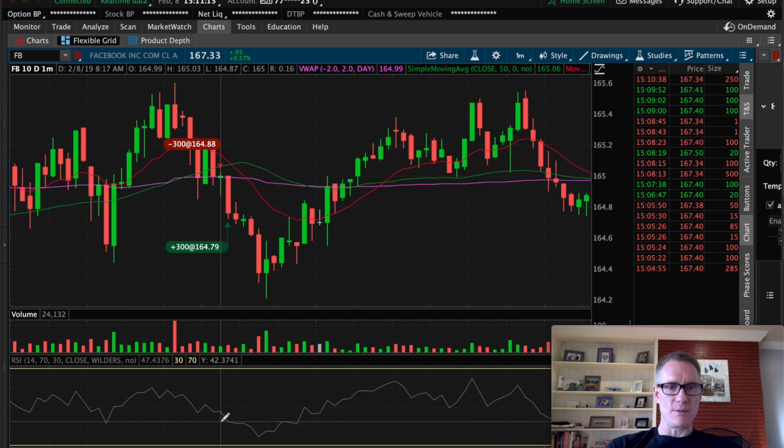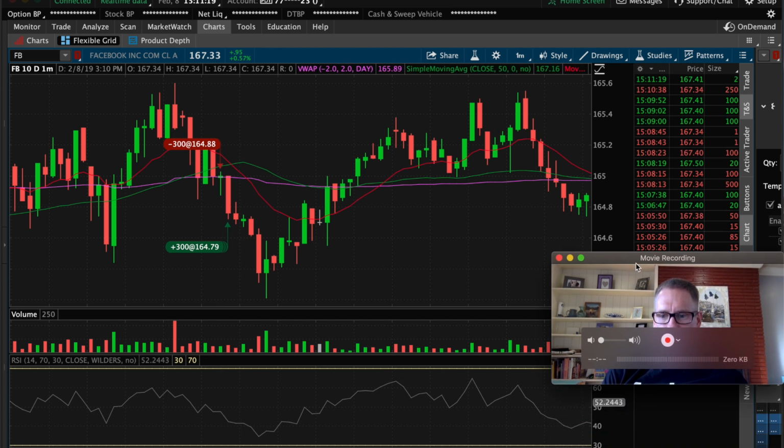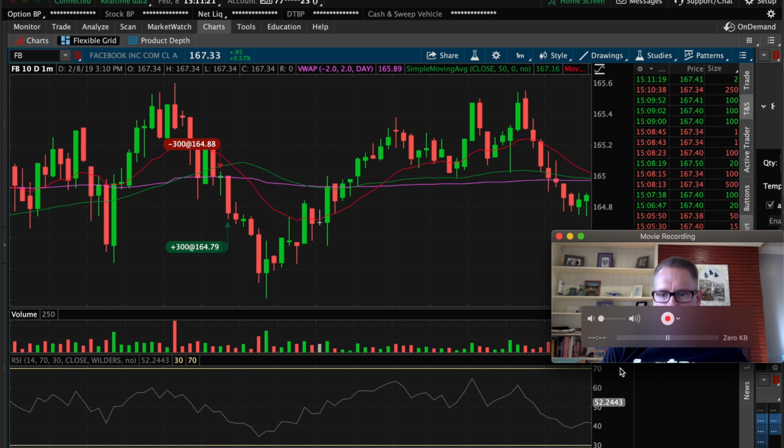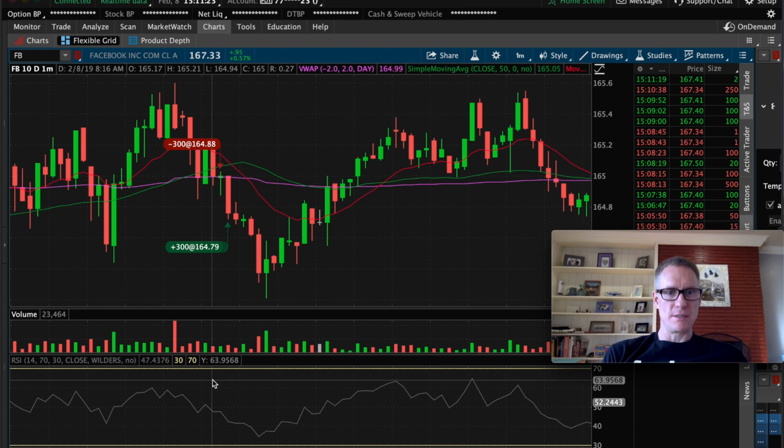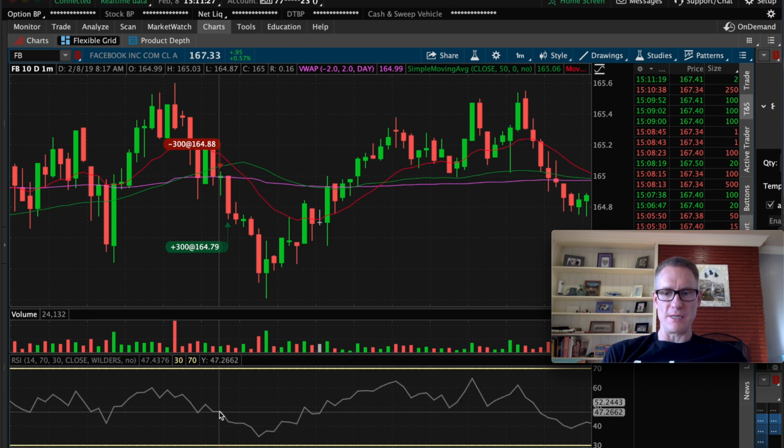So when I went short, the RSI, let me move myself out of the way here, was right about here, right about 46, 47. So it seems like when I'm going short, if the RSI is below 50, that tends to be a good sign. That tends to be successful more often than not.